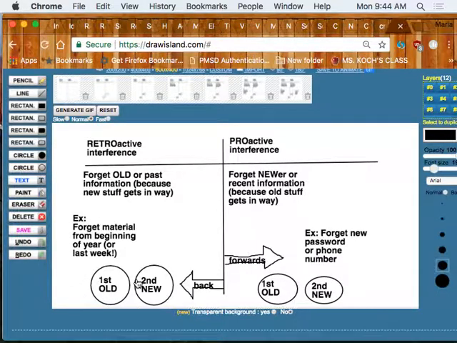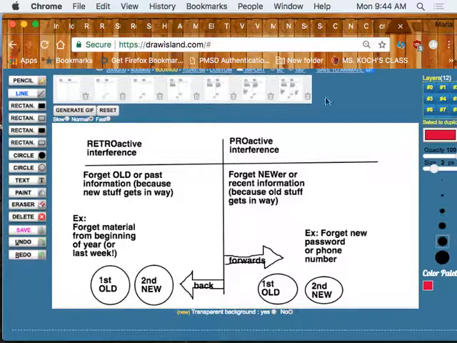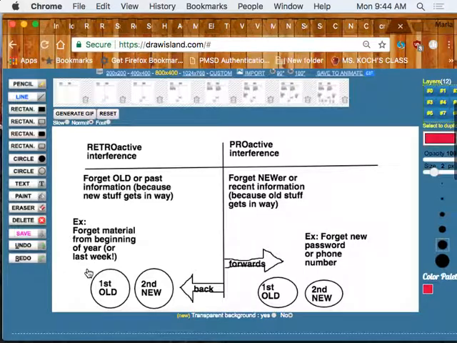Okay, so in retroactive interference, we forget the old stuff or the first stuff we learned. In proactive interference, we forget the new stuff or the second stuff that we learned. And the old stuff stays around in proactive interference. We just can't seem to learn the new thing. The new stuff remains, and we can't remember the old in retroactive interference.